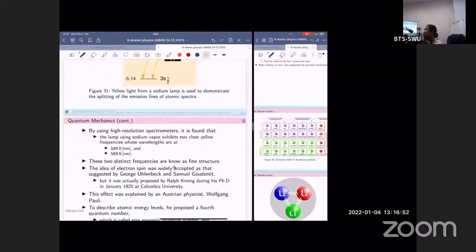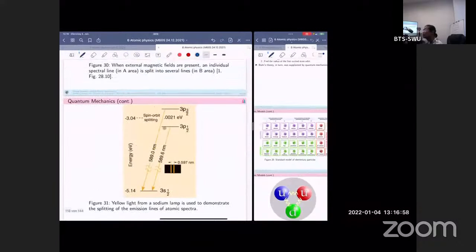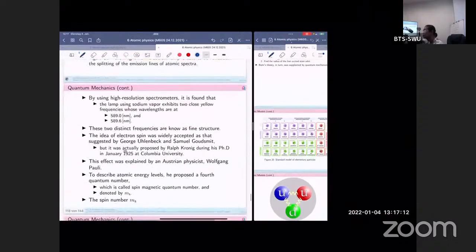The two distinct frequencies are known as fine structure, but no one could give any explanation to this phenomenon. So what is the reason behind that? No one could tell. And that was the challenge to many physicists at that time.